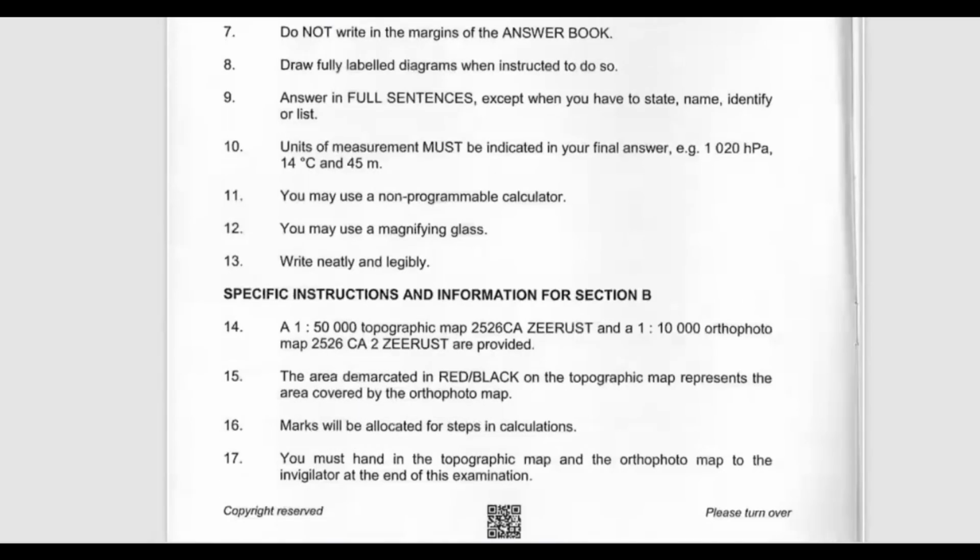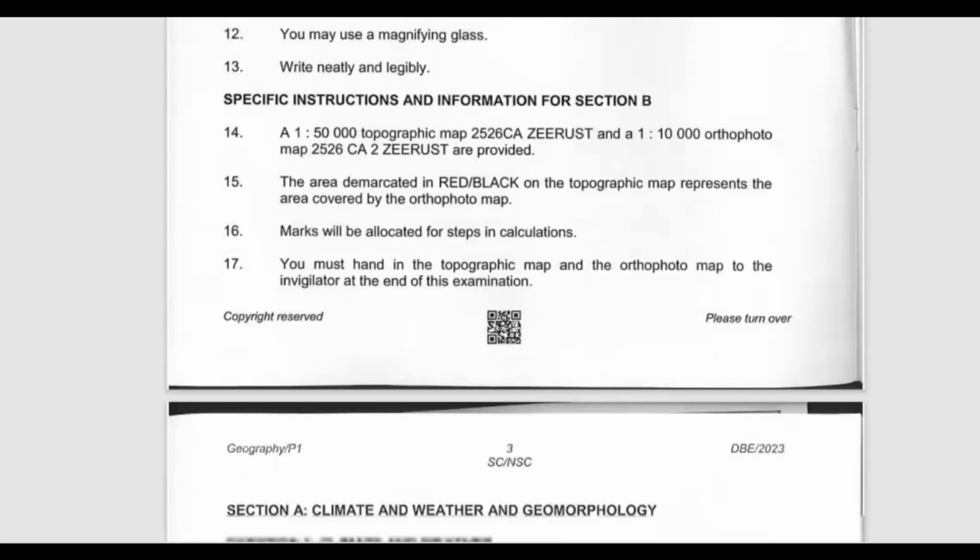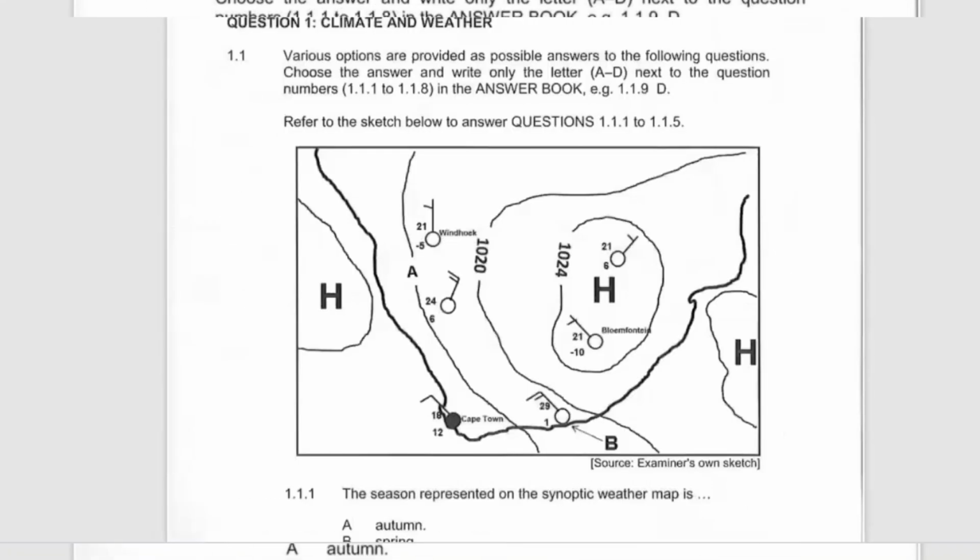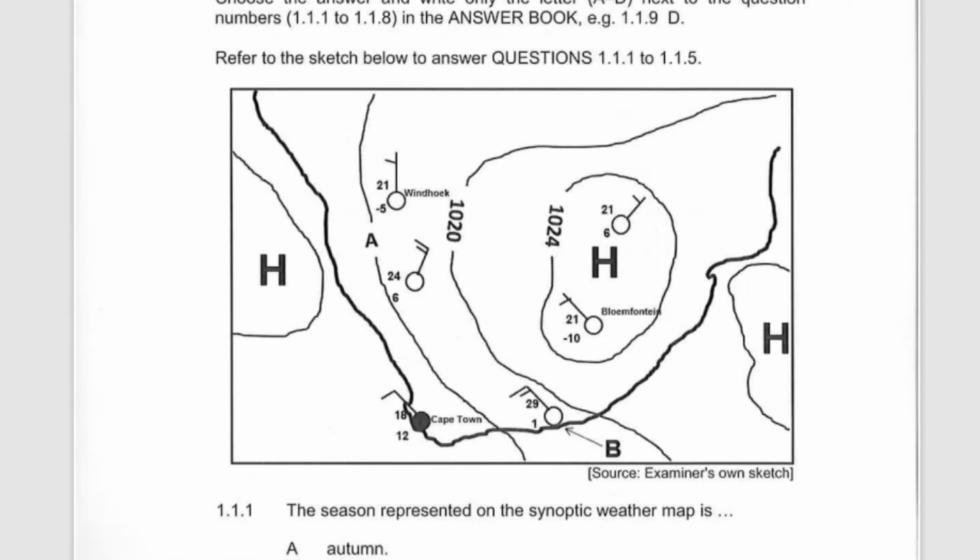I'm not going to take you through the instructions, but I'll just take you directly to the questions. Question 1 is climatology. Various options are provided as possible answers to the following questions. Choose the answer and write only the letter. So what do we do? We are given a map here. We need to start by interpreting that map.